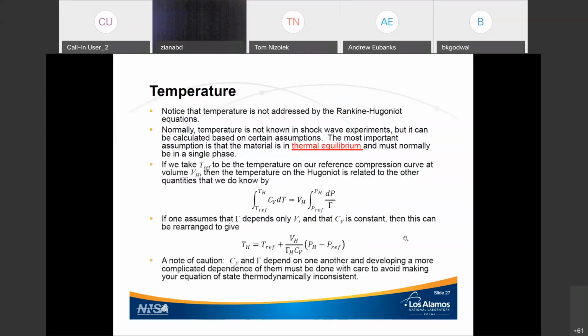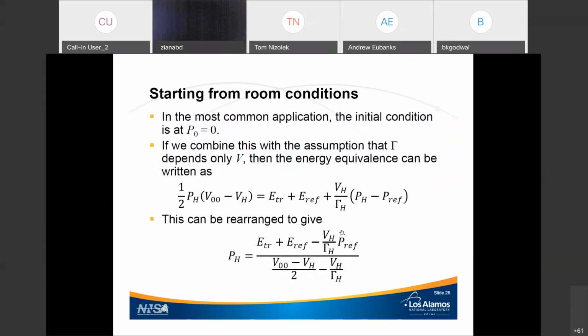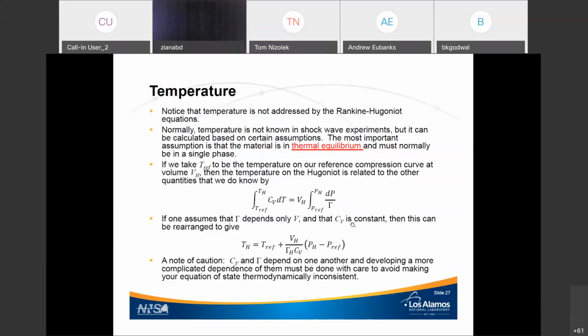I haven't talked about temperature, and there's a reason. Temperature isn't addressed by the fundamental equations that we use in shockwave work. Usually, we don't know what the temperature is. We can calculate it if we make certain assumptions. I mean, we have an equation of state. If we throw in a specific heat, then we can get energies, or temperatures, that go along with these PVE states. But we do not a priori know temperature in the shock wave.